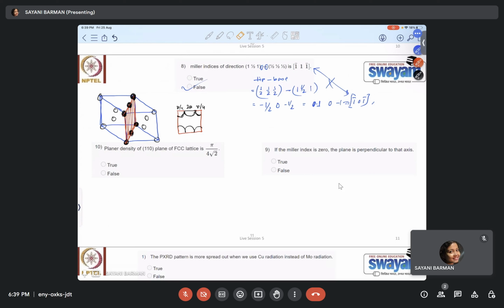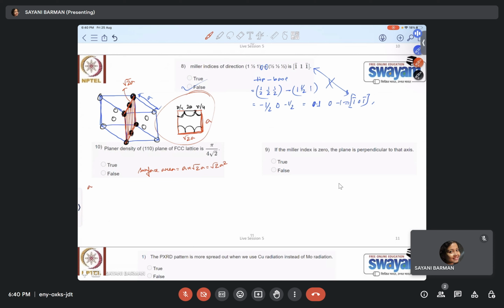So now for FCC lattice, if this much is A, then this much would be what? Root 2A, the face diagonal, right? Then what we can say for this surface, the surface area is, this one is root 2A and this one is A. A into root 2A, that is root 2A square.